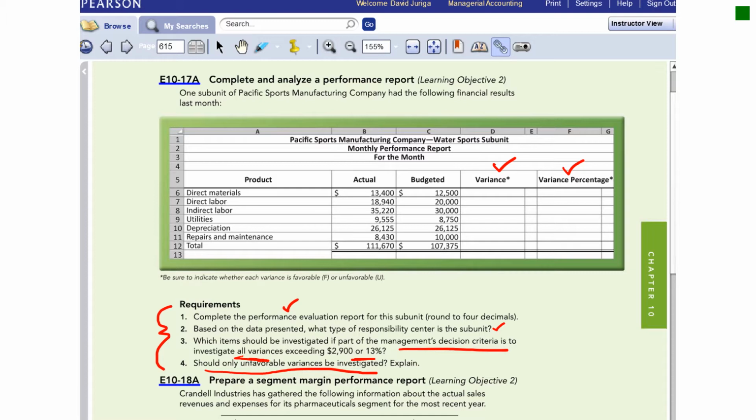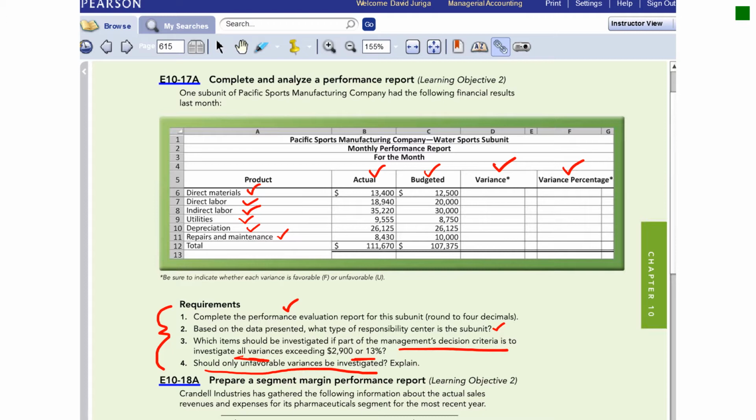In this case, it looks like you've got direct material, direct labor, indirect labor, utilities, depreciation, repair, and maintenance. So this looks to me like a cost type of center because you're looking at the cost, not revenue. We'll be comparing actual to budgeted. Because these are cost activities, you'd want the actual cost to be less than the budgeted. You'd say favorable. If the actual is more than the budgeted, you'd say unfavorable, because you're always trying to do better than the benchmark, which is the budget.